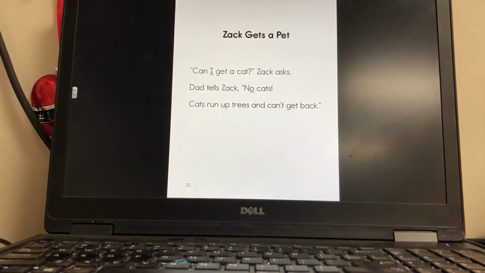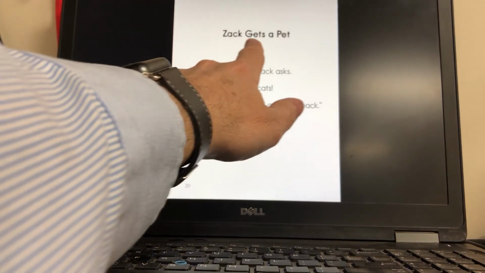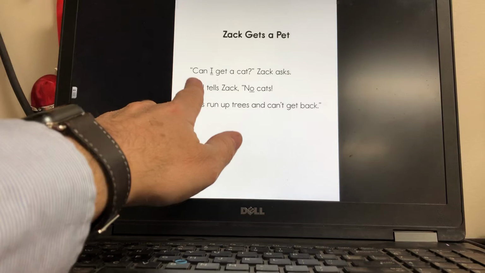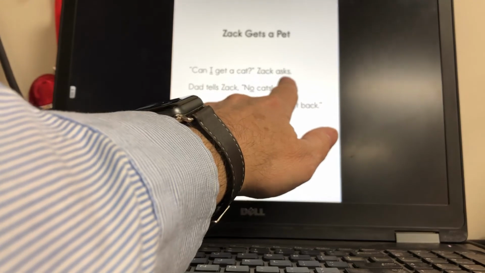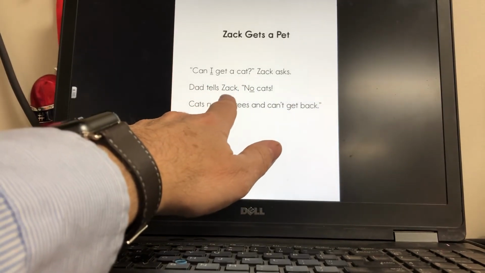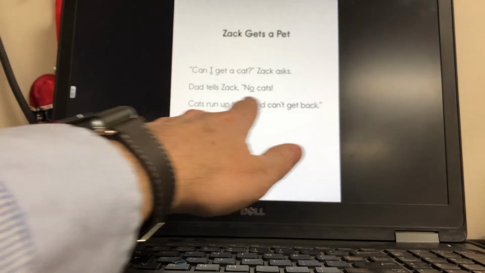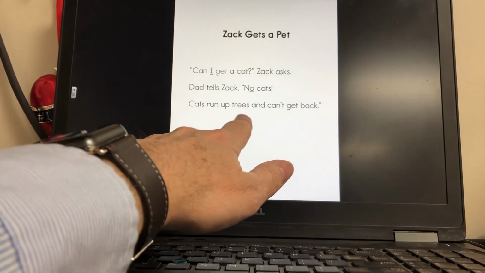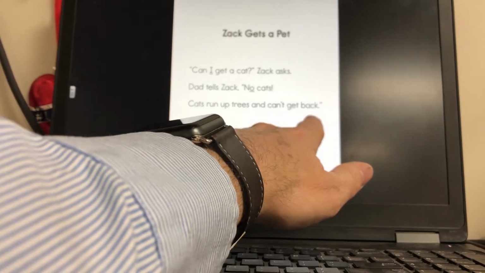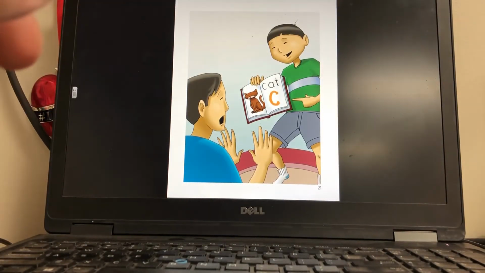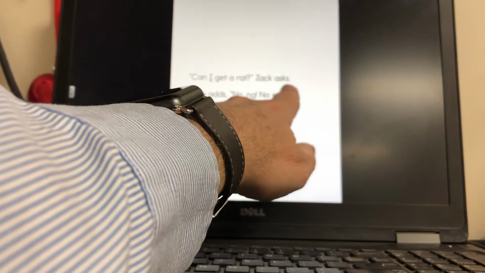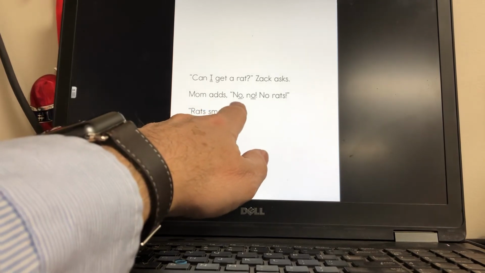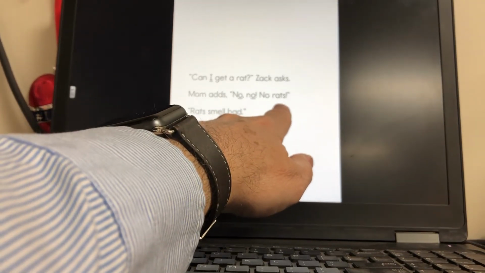Now, let's go back to the beginning again. I want to read this whole story from beginning to end. Zack gets a pet. Read with me. Can I get a cat? Zack asks. Dad tells Zack, no cats. Cats run up trees and can't get back. Can I get a rat? Zack asks. Mom adds, no, no, no rats.